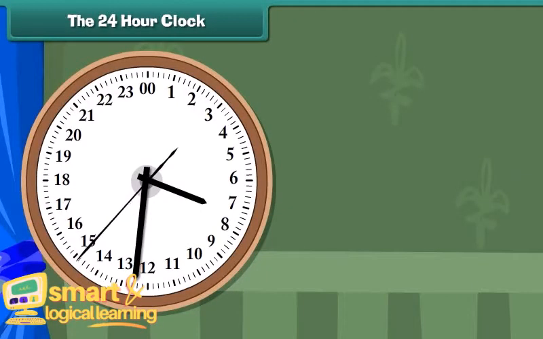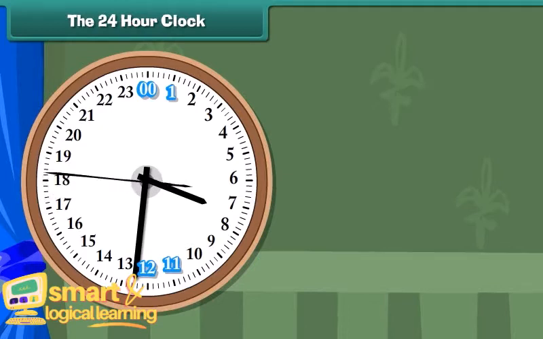The 24-hour clock. It is possible to avoid the use of AM and PM by using a 24-hour clock. A 24-hour clock is divided into 24 hours, indicated by the hours from 0 to 23. 12 midnight marks the beginning of a day. It is indicated by 0 hours. 1 o'clock at night is indicated by 1 hour. 11 o'clock in the morning is 11 hours. 12 noon is 12 hours.